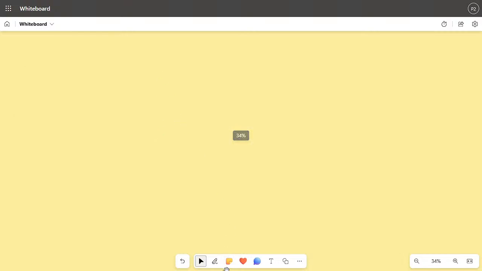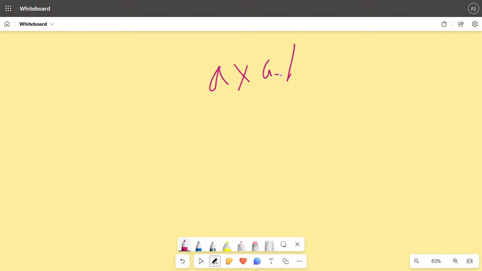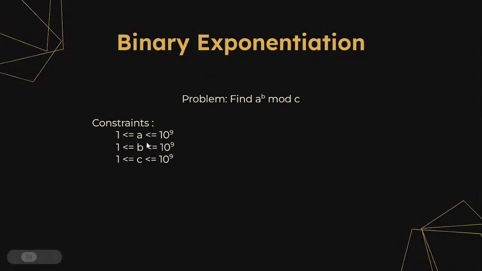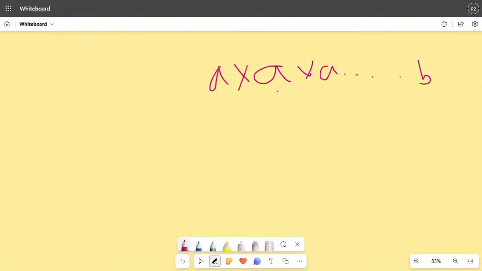Okay, so obviously I know straight away one very naive solution: I just have to multiply a with itself b times and keep taking mod, and I will be able to solve this in b operations, but that will not be fast enough. Okay, what else can I do?